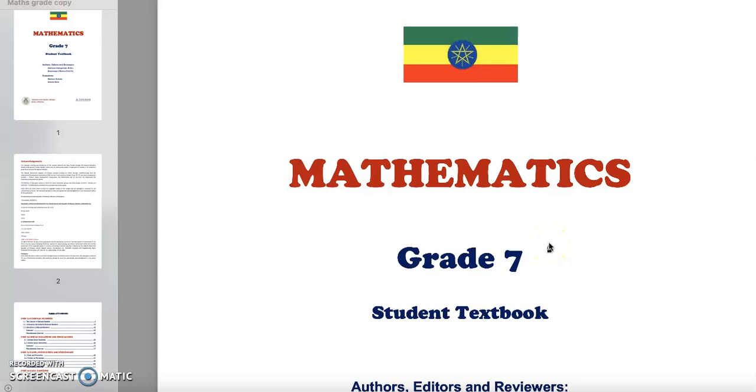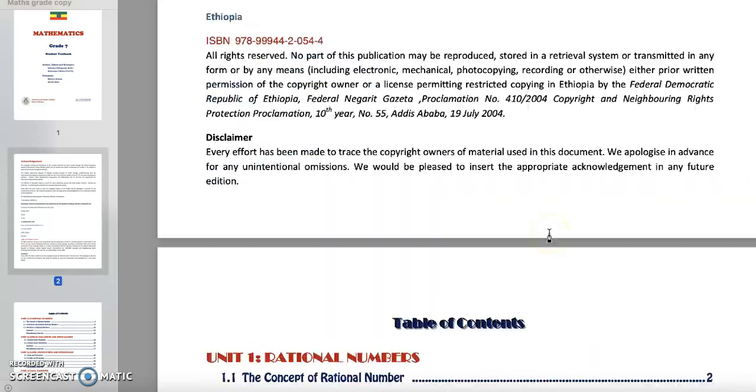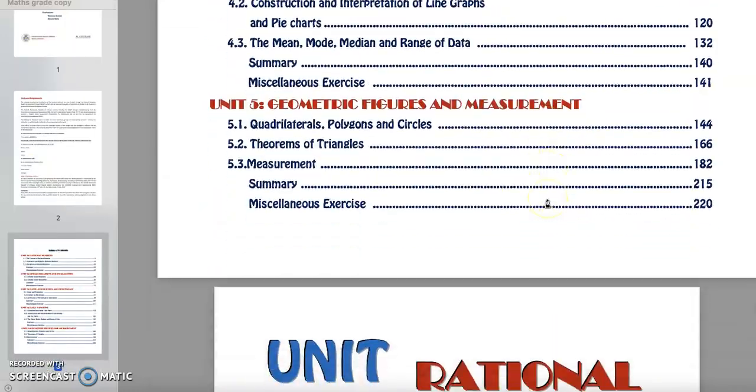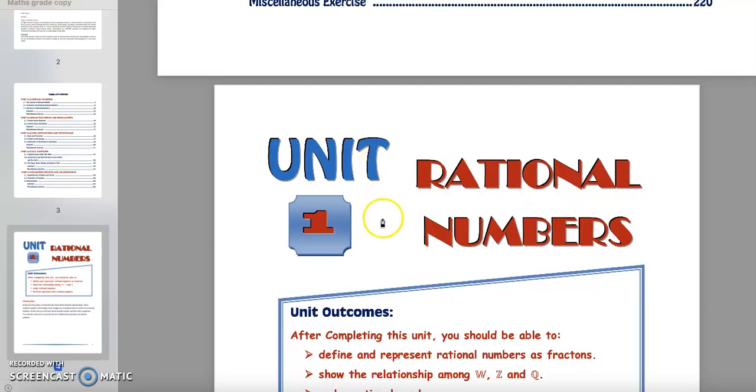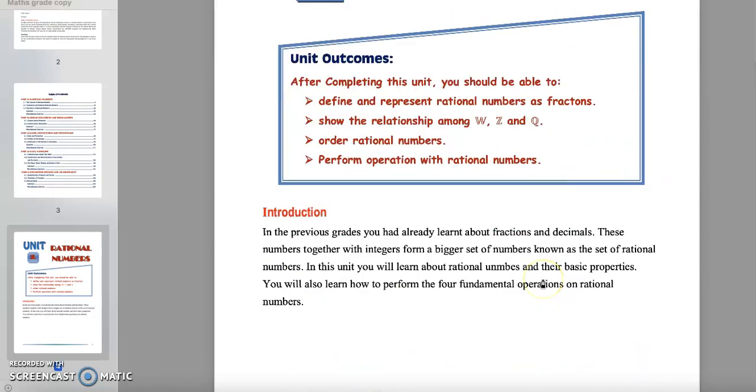Hello class, in our today's lesson we will be starting the grade 7 mathematics. So the first topic we're gonna cover is unit 1, which is the rational number system.